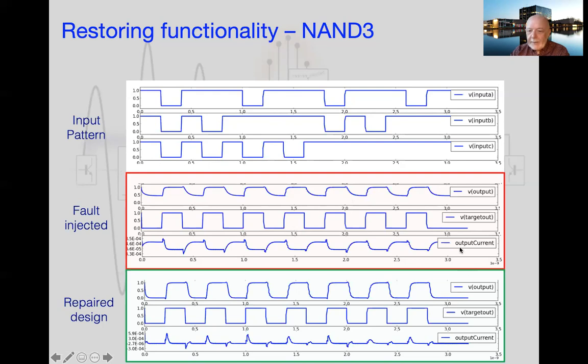And the other thing to note is the output current. The output current is relatively high all the time, because of course it's drawing current down from the supply voltage. When we've repaired the circuit, you'll now see the output has quite a nice distinction between logic 0 and logic 1. That's now working quite nicely.